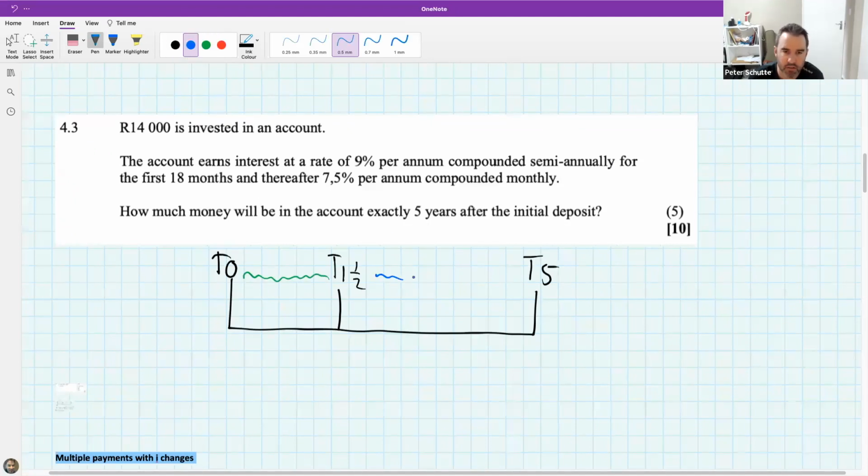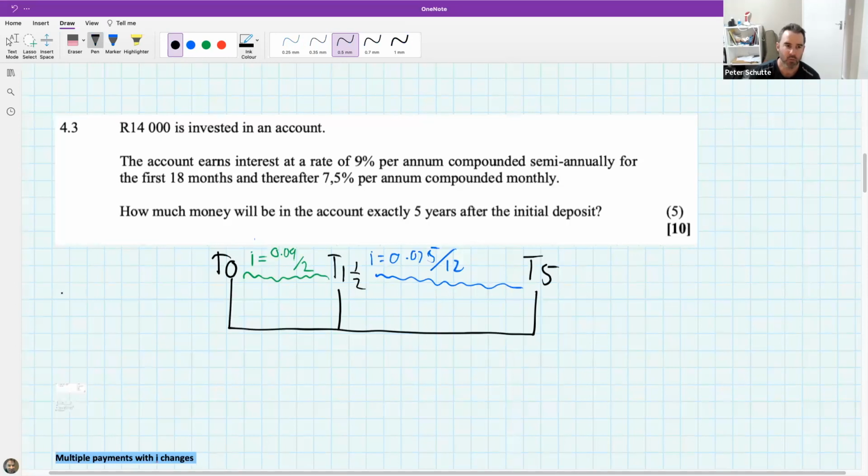Let's use these two colors. So here the i would equal 0.09 semi-annually, so divided by 2, and then 0.075 divided by what? 12 would be the interest rate here. Sometimes you see some textbooks say i equals.